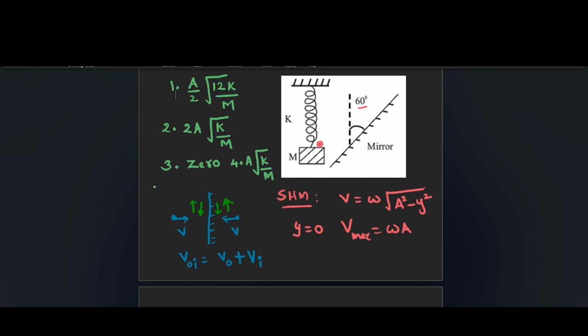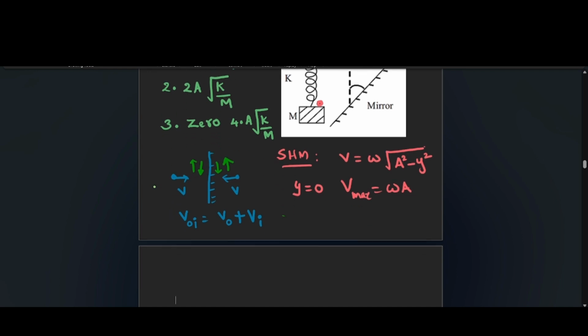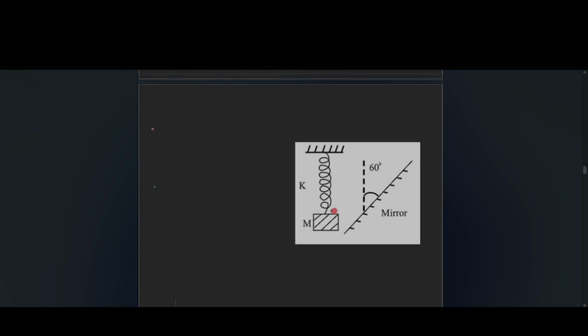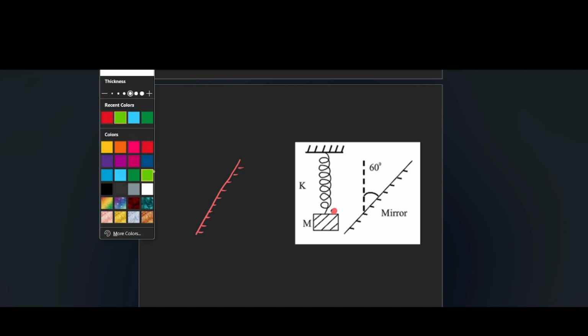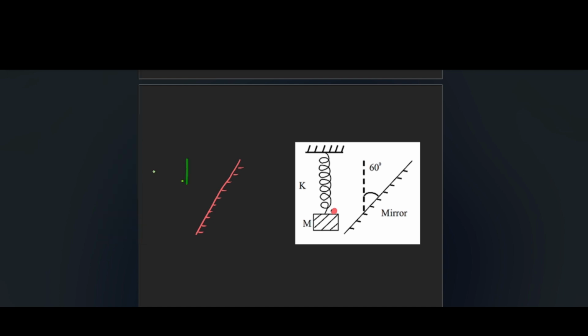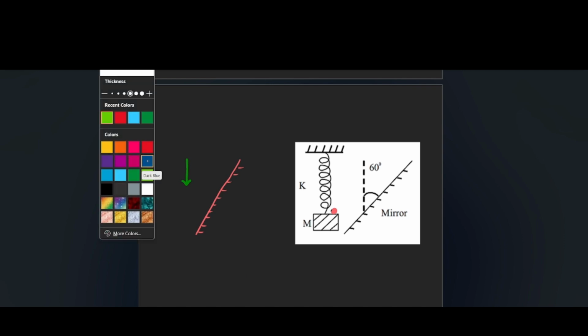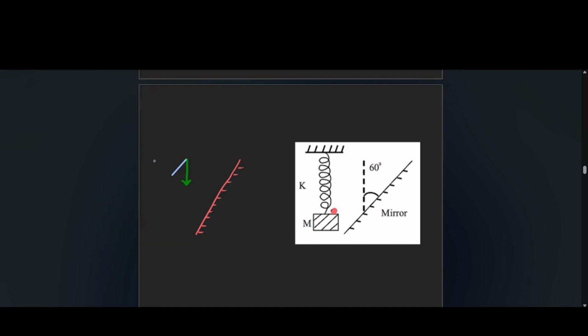Now we'll solve the problem. You can pause the video and try to solve it. We'll draw the mirror, which makes 60 degrees. And what is the velocity of the insect? The maximum velocity direction is downward. Let us resolve it into components. One component we'll take parallel to the mirror, and another component perpendicular to the mirror.